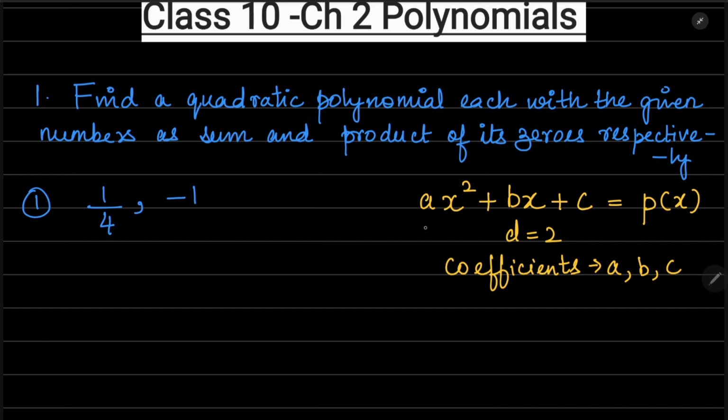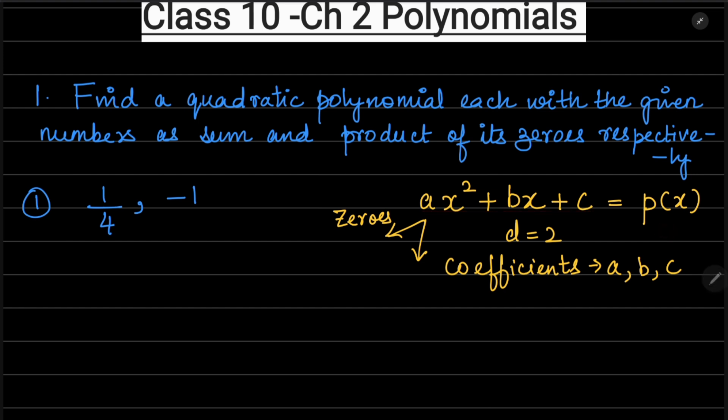Now, because the degree is 2 and because it is called a quadratic polynomial, this particular polynomial can have a maximum of 2 zeros. What do you mean by zeros? Zeros means that specific value of x which when substituted will make this entire polynomial value 0. So there can be a maximum of 2 zeros. That means a maximum of 2 values of x that can make this particular polynomial value 0. There can be 1 zero and there can be no zeros also.